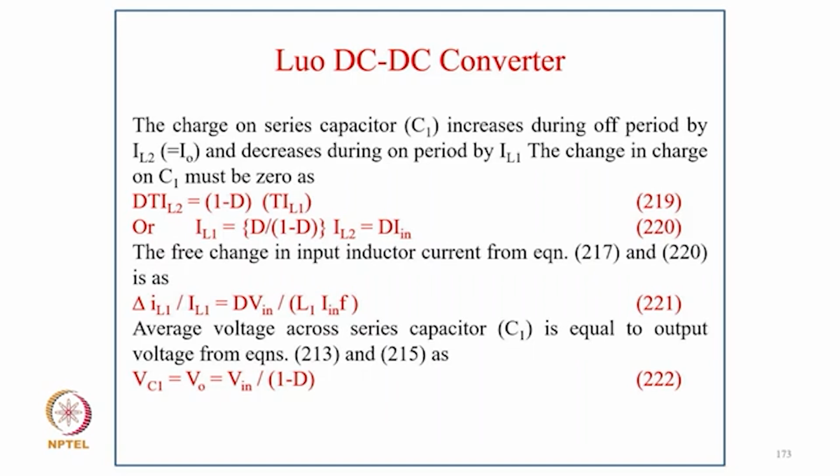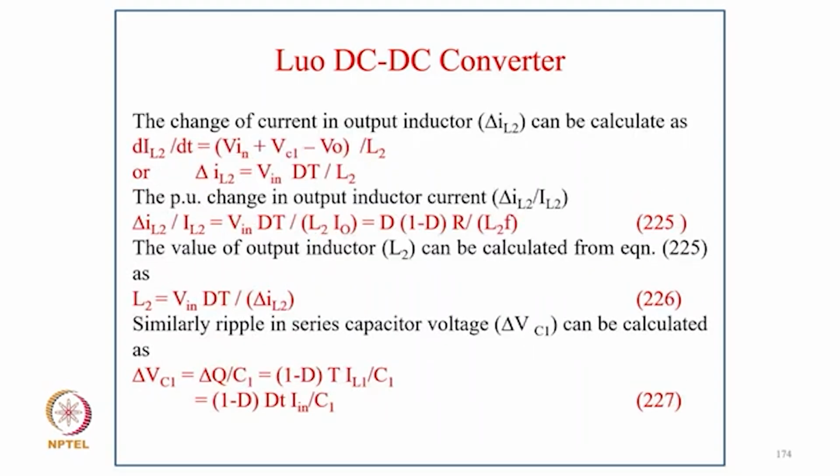The average voltage across the series capacitor equal to the output, so Vc1 equal to Vo, Vin upon 1 minus d. And the rate of change of current in the output inductor can be calculated: dIL2 upon dt equal to Vin plus Vc1 minus Vo upon L2, or delta IL2 equal to Vin dt upon L2. So the per unit change in the output inductor current is delta IL2 upon IL2 equal to Vin dt upon L2 Io, equal to d(1 minus d) upon L2 F, and the value of output inductor can be calculated: L2 equal to Vin dt upon delta IL2.